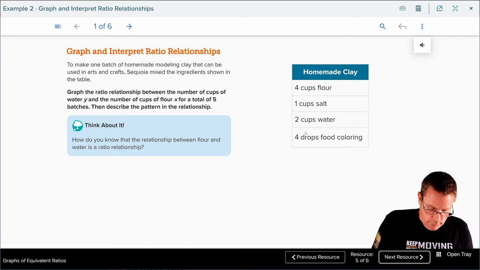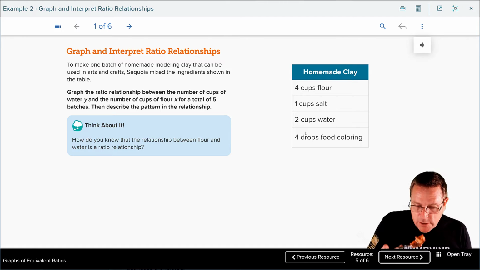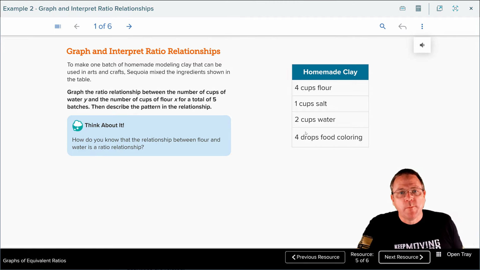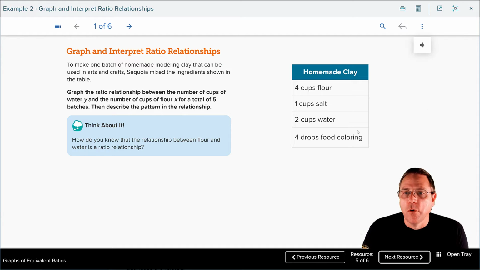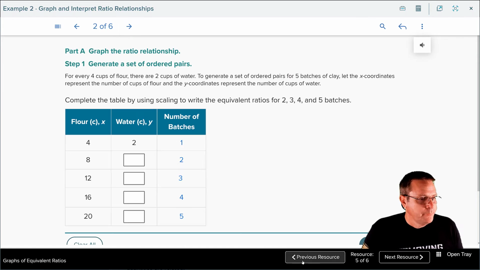Graph the ratio relationships between the number of cups of water, Y, and the number of cups of flour, X. So, we're comparing, all they're asking for is the water right here and the flour right here, for a total of 5 batches. Then describe the pattern in the relationship. So let me take just a minute. I'm going to do myself a screenshot.